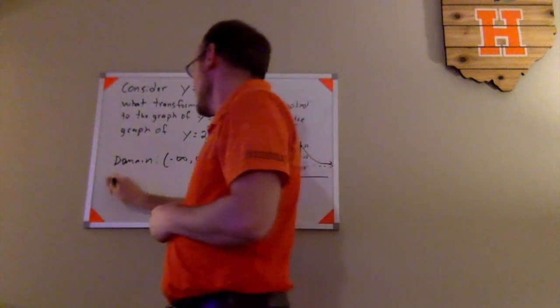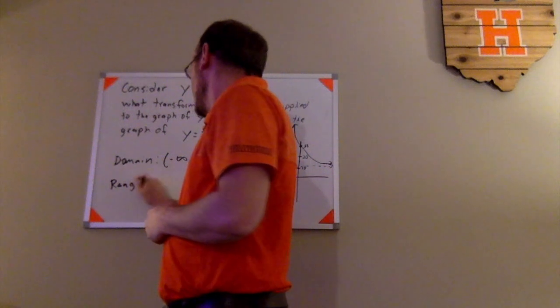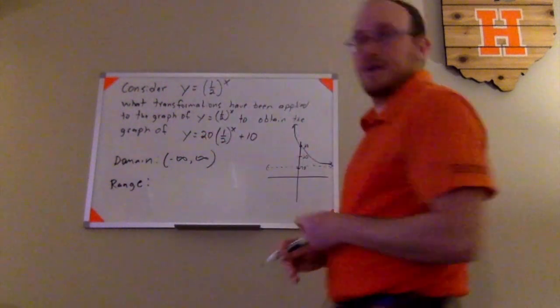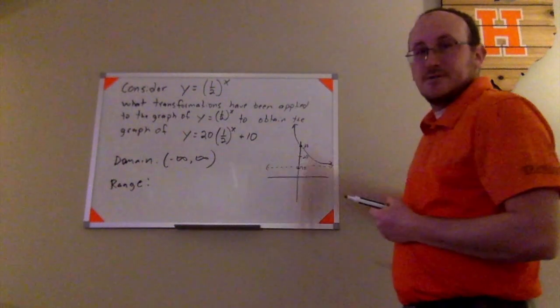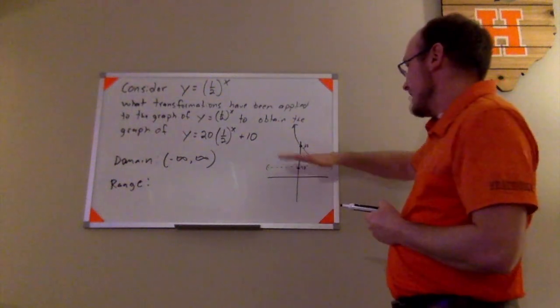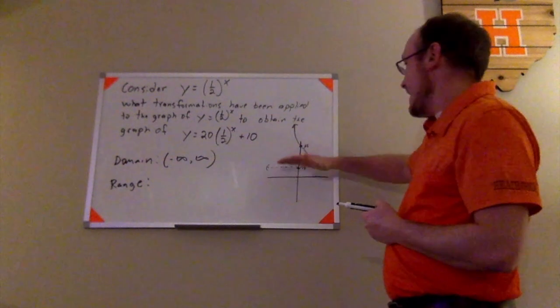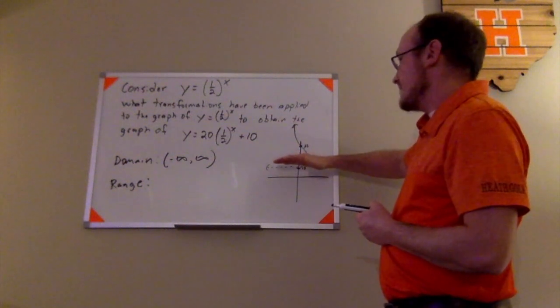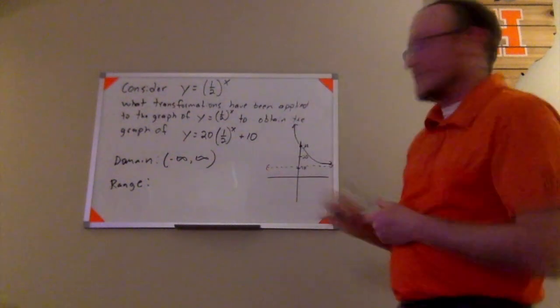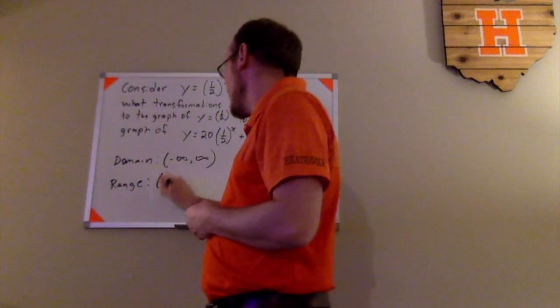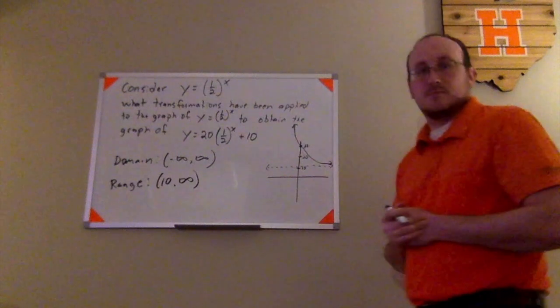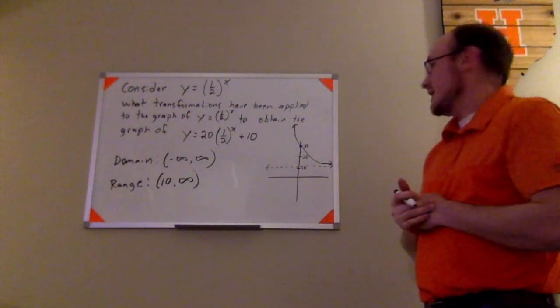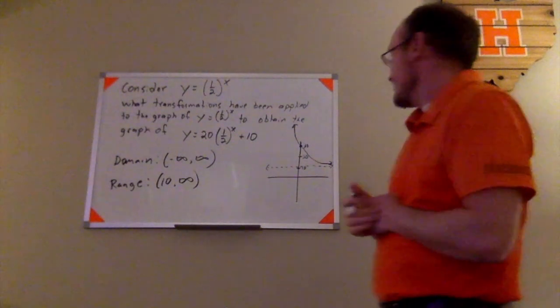Our range, on the other hand, will change. If you look at this, our range, our y values, they don't go all the way down to 0. They don't go all the way down to negatives. The horizontal asymptote line here at 10 is showing that this graph is only contained from here up. So the range for this would be from 10 to infinity. We're not going to get an output value of 10 or less for this.